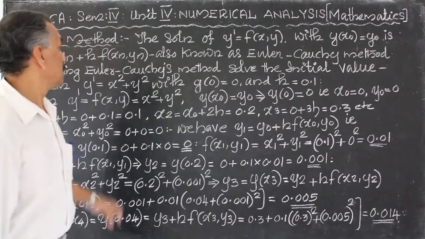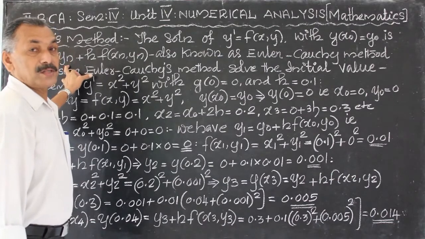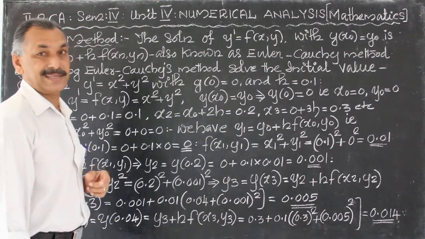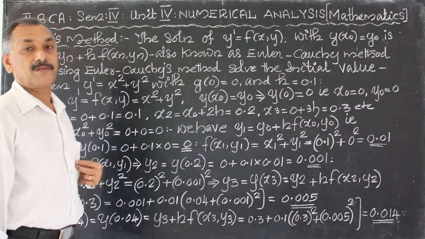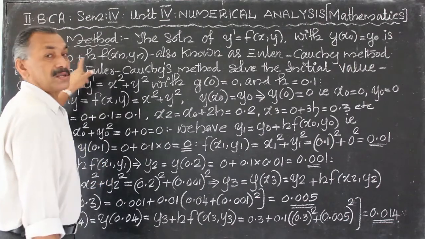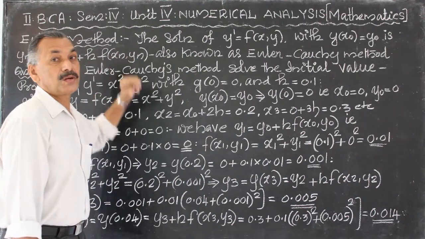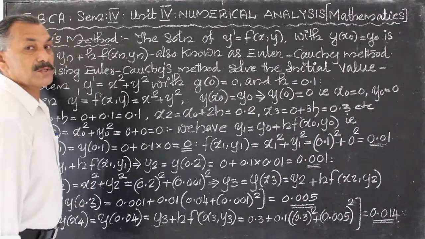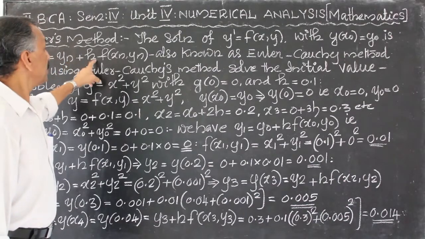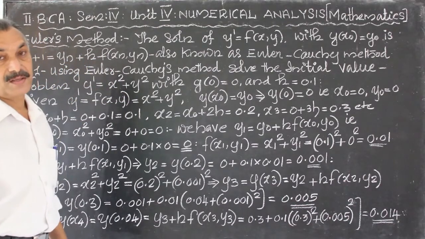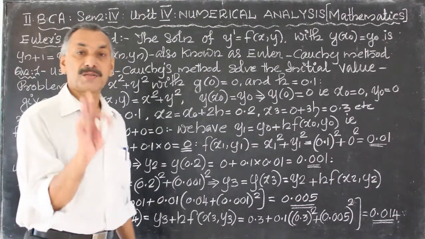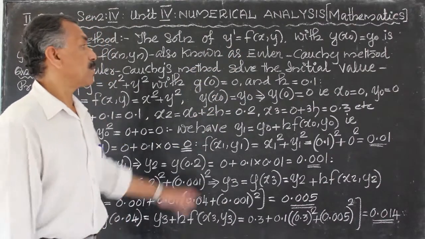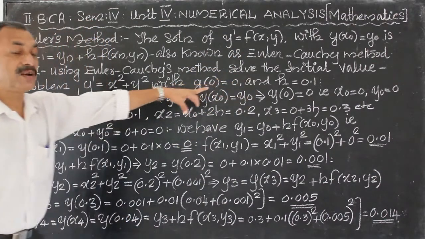y2 means y of x2, at the point x2, where x2 = x1 + h. So y2 = y1 + h f(x1, y1), and so on. In general, y(n+1) = yn + h f(xn, yn). That Euler method is also known as Euler-Cauchy's method. Then using Euler-Cauchy's method, solve the initial value problem.